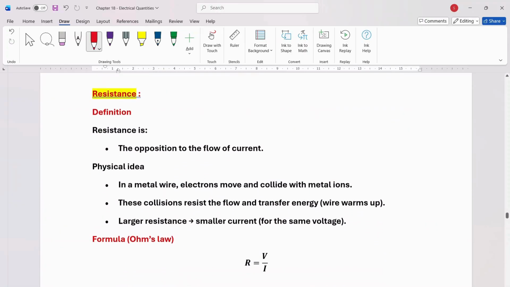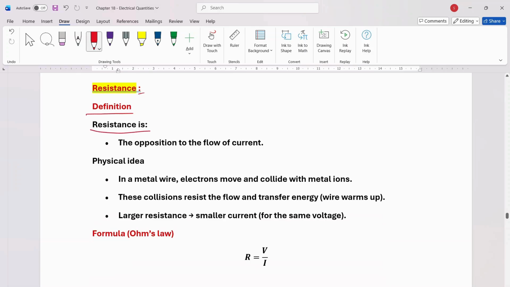Now let's discuss resistance. Definition: resistance is the opposition to the flow of current.